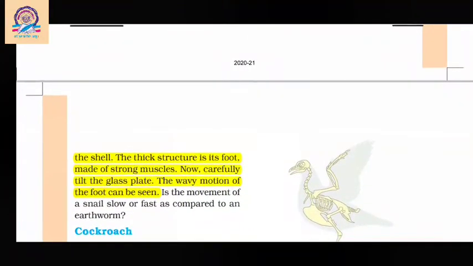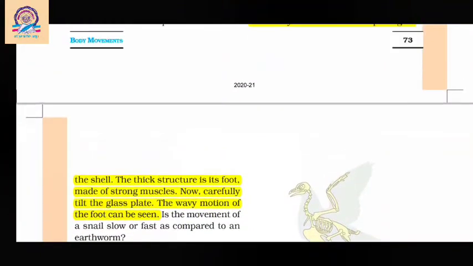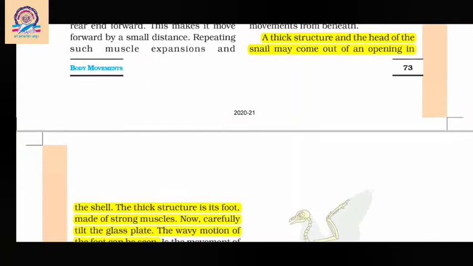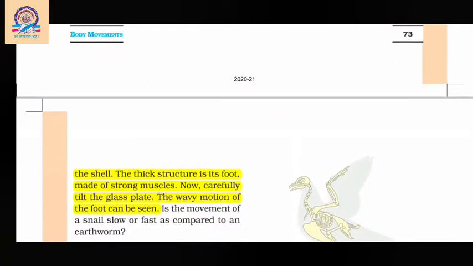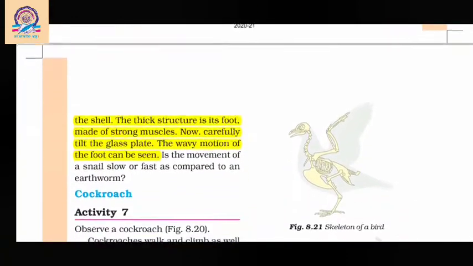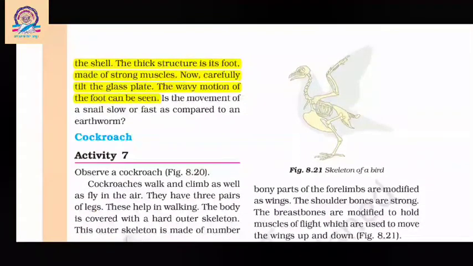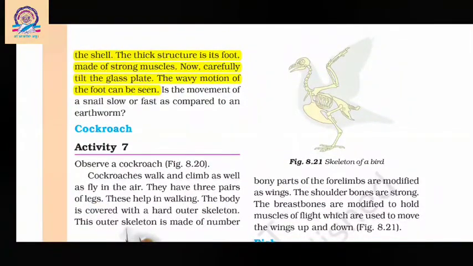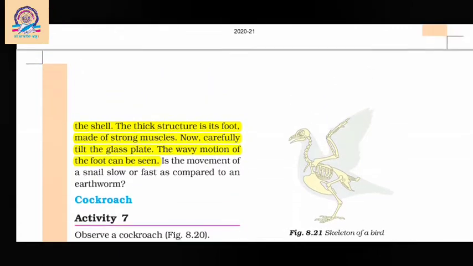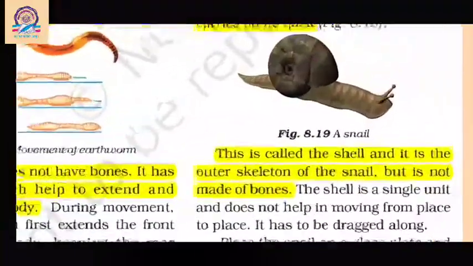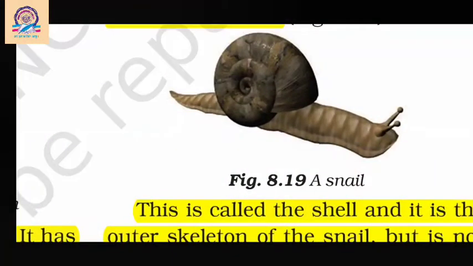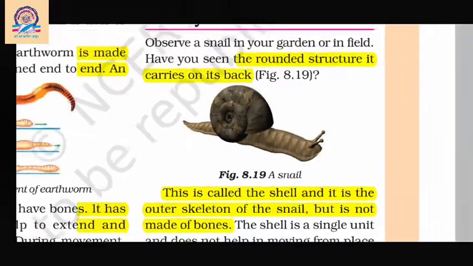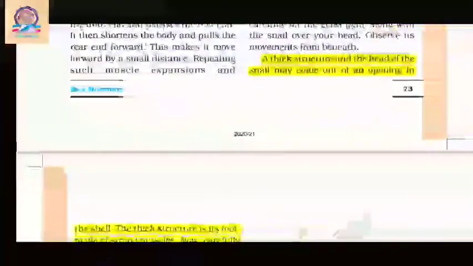Okay, when you grab the snail, you can see the thick structure and the head of the snail, which can come out of the shell. Okay, the thick structure is its foot. The foot of the snail is that thick structure, as you can see here in figure number 8.19. The head is visible and some thick structure is visible. The thick structure is nothing but its foot.